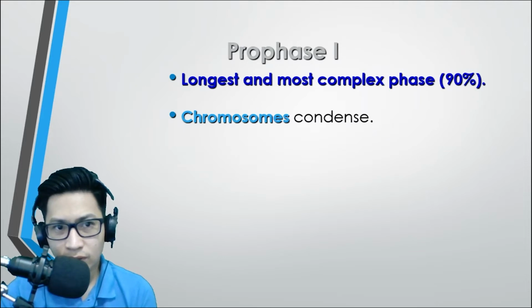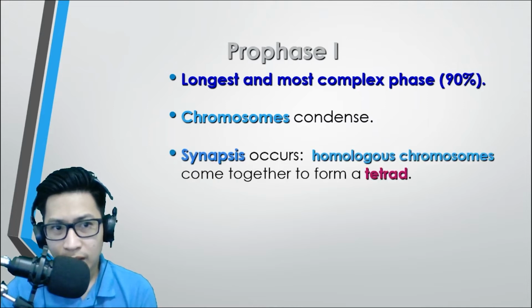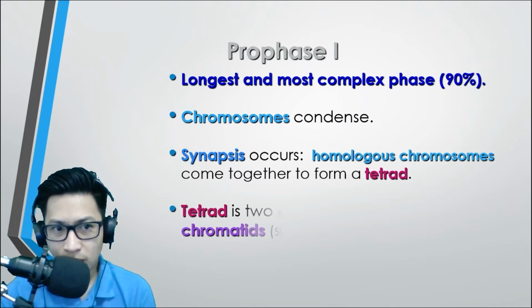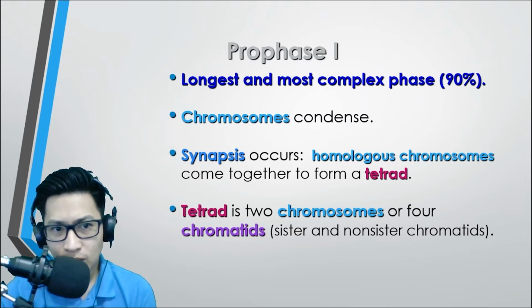We can observe in Prophase I that the chromatin condenses to form chromosomes, and then synapsis occurs. It is where the homologous chromosomes come together to form a tetrad, and the crossing over will happen during Prophase I, meaning to say magkakaroon na ng variation sa mga chromosome during Prophase I. The tetrad is 2 chromosomes or 4 chromatids, whether sister or non-sister chromatids. So, dalawang homologous chromosomes ay magsasama-sama to form a tetrad.